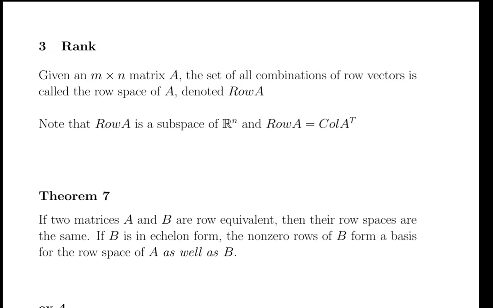Okay, on to rank. And we do not mean colonel versus lieutenant colonel. So, given an m by n matrix A, the set of all the combinations of the row vectors is called the row space, of course with this familiar denotation, row space of A. So the row space of A is a subspace of R^n. And the row space of A is equal to the column space of A transpose.